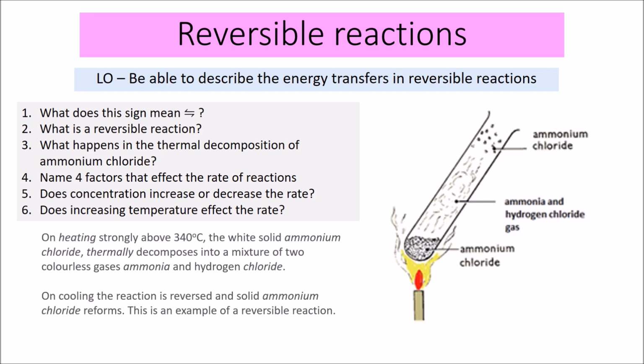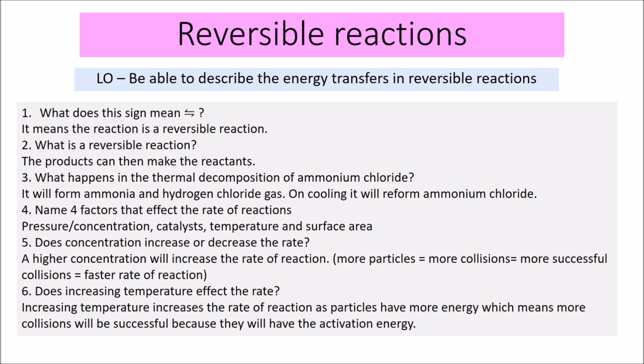So hope you've answered those 6 questions. Here are the answers I have written down. That sign means that a reaction is reversible. A reversible reaction just means that the product can then make the reactants, and vice versa. What happens in the thermal decomposition of ammonium chloride? It will form ammonia and hydrogen chloride gas, and then on cooling will reform ammonium chloride. Name 4 factors that affect the rate of reactions: pressure and concentration, catalysts, temperature, and surface area.